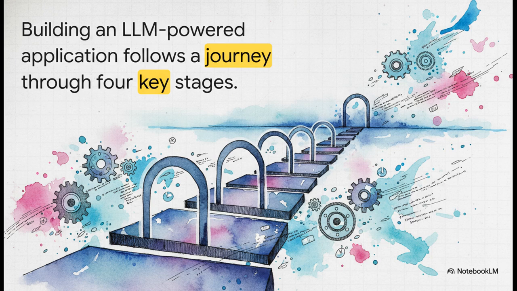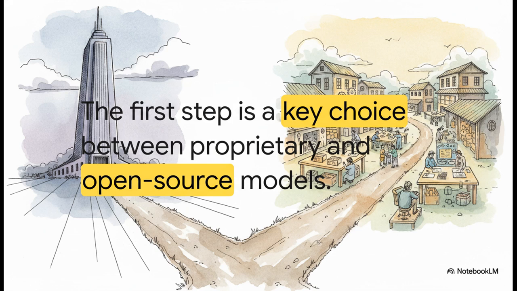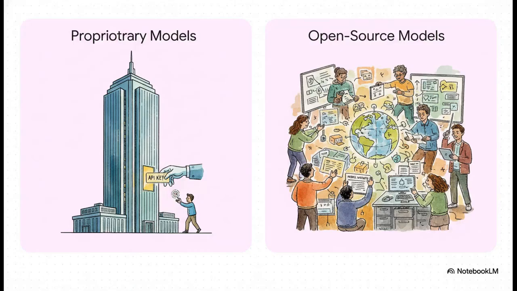Okay, so let's look at the life cycle. It's really a four-step journey, from idea to deployment. You start by picking a model, adapting it for your needs, testing it, and then shipping it. First up is selection, and right away you've got a big choice to make with some major trade-offs. So, do you go for the raw power of a proprietary model or the flexibility of open source?